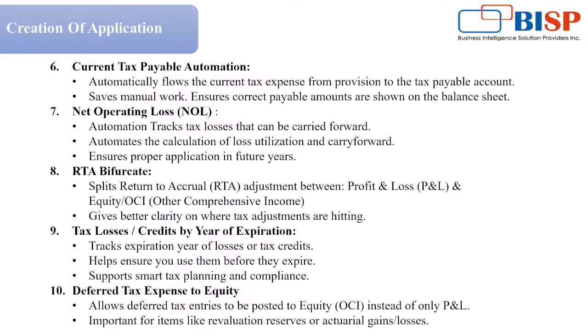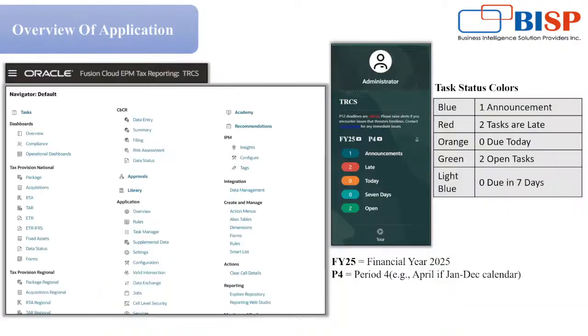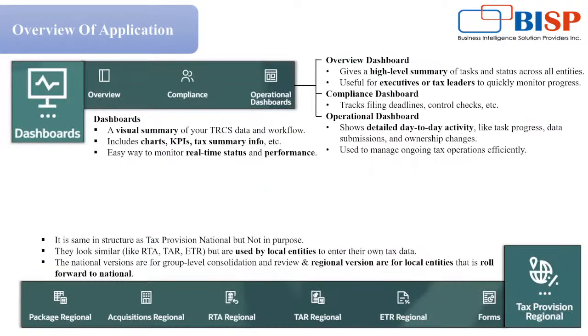So rather than going through the presentation itself, I will just show you the page that the TRCS application, the main homepage of the application, has. There are different things under it: there will be a task tab, a navigator, and dashboards. Under dashboard there are different things like overview, compliance, operational dashboard, and tax provision regional.